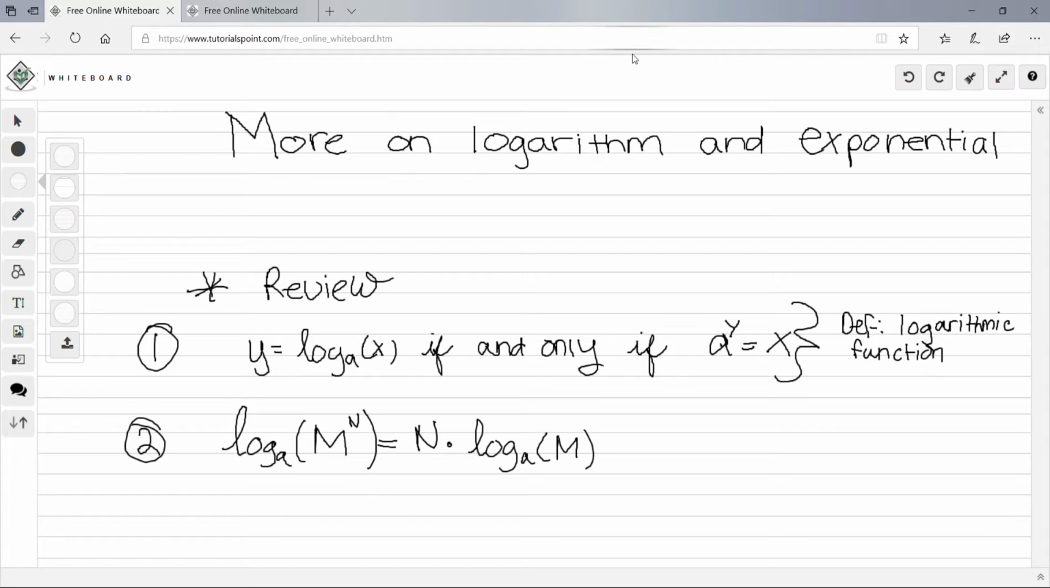So yeah, that is the power rule of logarithms.